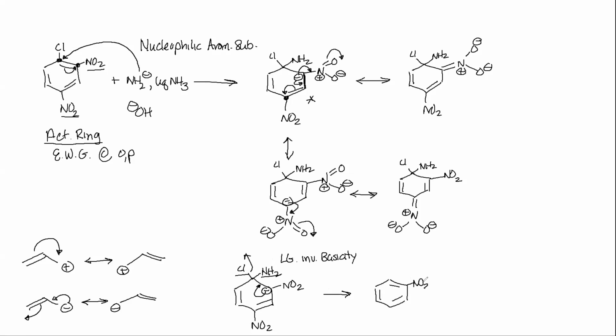I'm still going to have my NO2 groups in their positions, but now what I've done is replaced the chloride with the NH2 group. And this mechanism would be the same if I went through and erased all the NH2s and replaced them with OH. It would be the same mechanism that I did in the video. So that's nucleophilic aromatic substitution with an activated ring, the activated ring having to have the electron withdrawing group at the ortho and para positions.